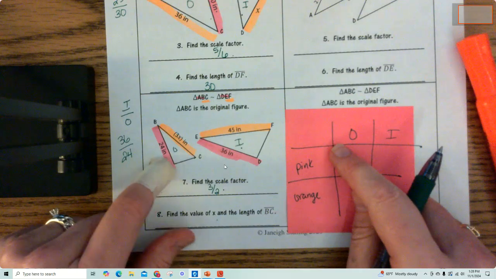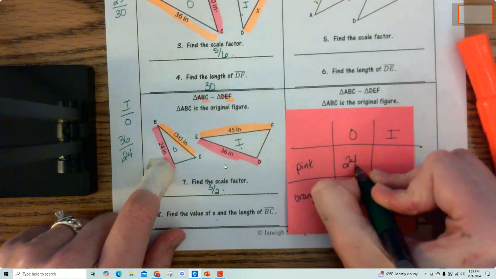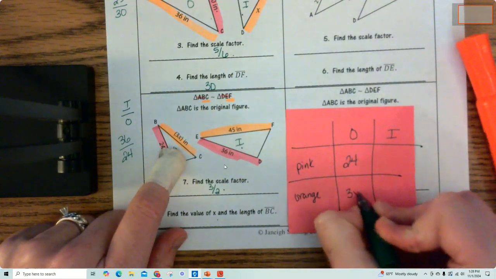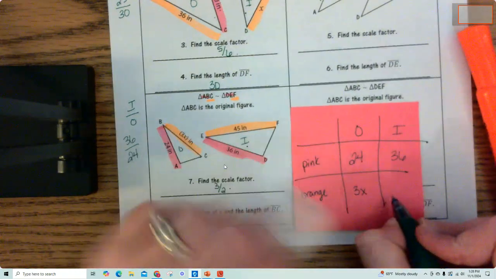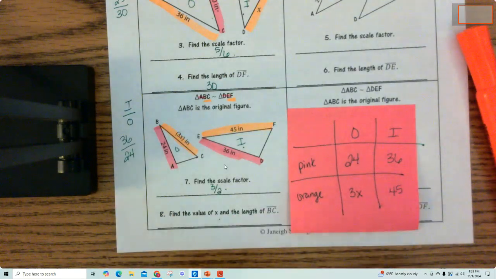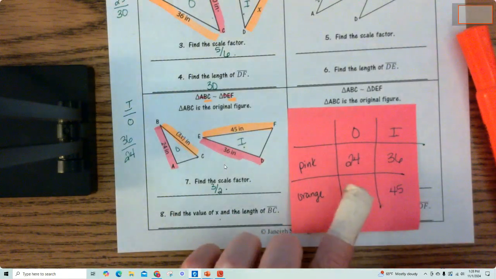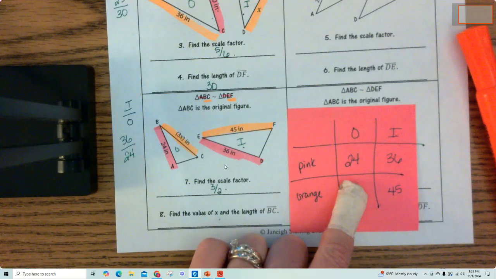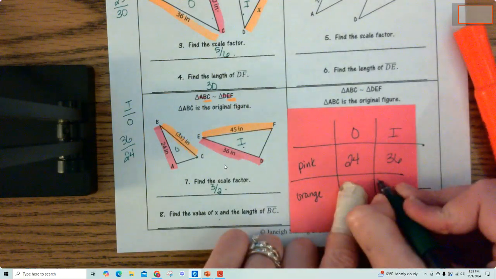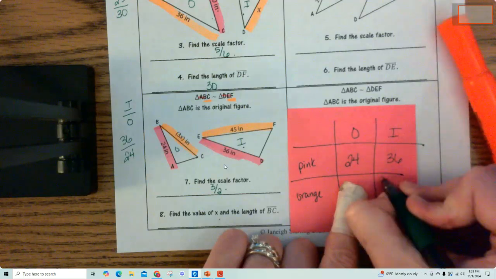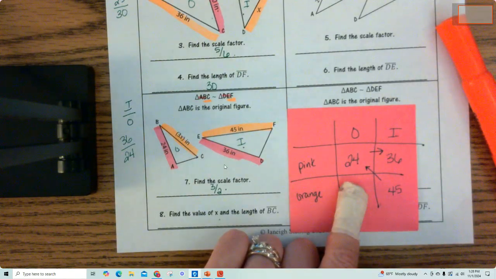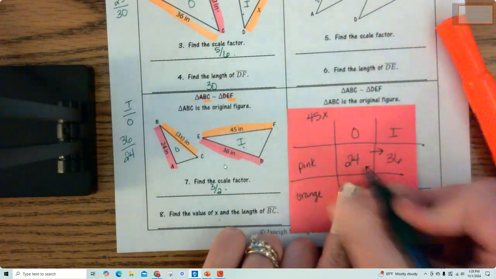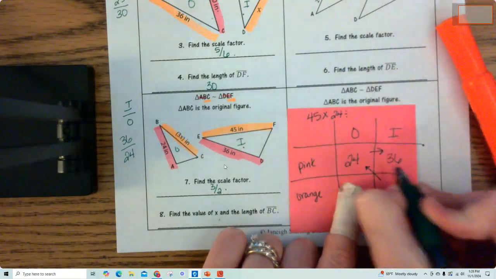So on my original, the pink side is 24. The orange side is 3x. On the image, the pink side is 36. And the orange side is 45. If you remember with tic-tac-toe, wherever that letter is, we don't use that letter. Whatever we have left, you always go diagonally first. So you cross multiply and then you divide. So I'm going to do 45 times 24 divided by 36.